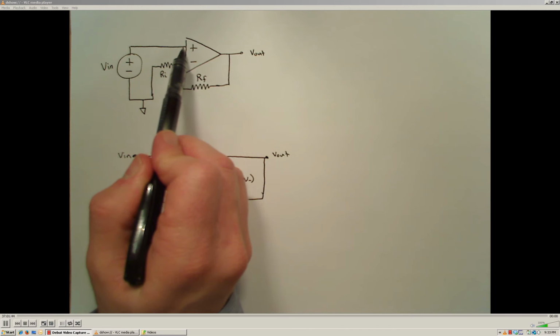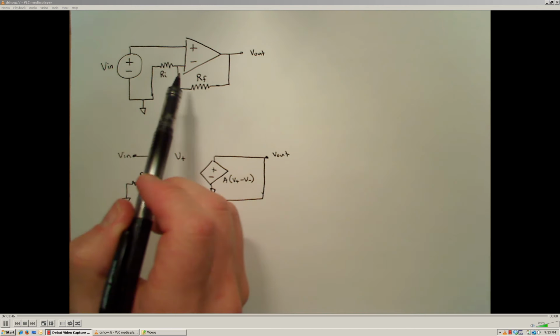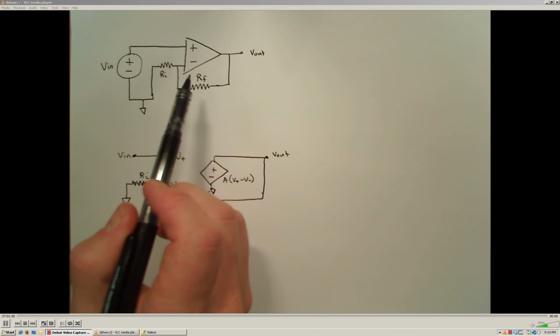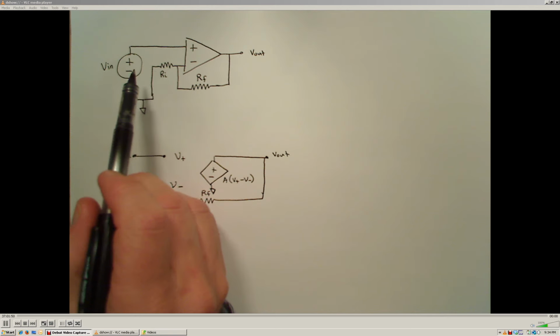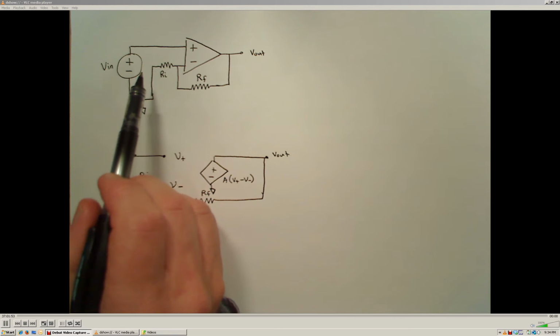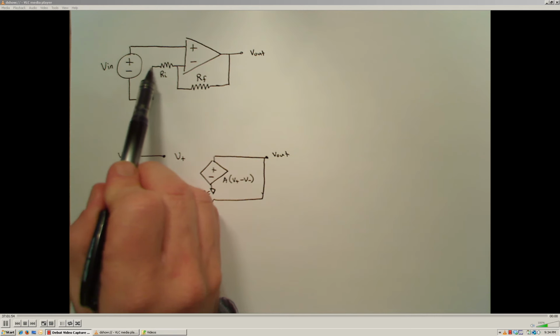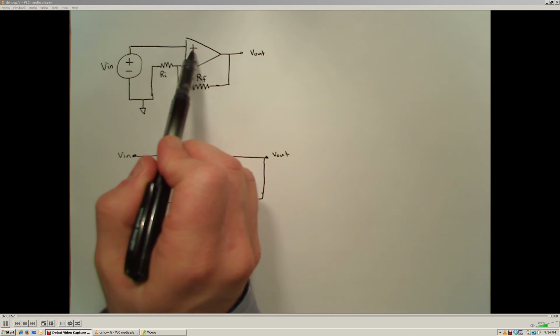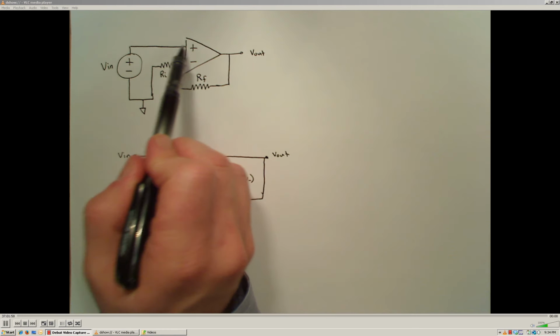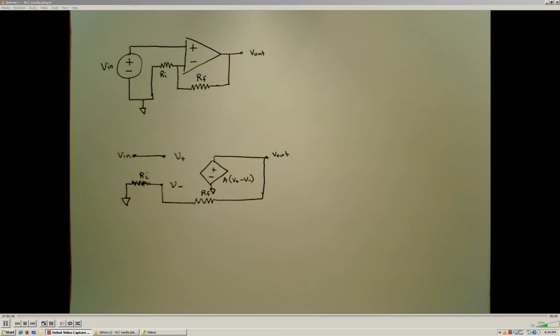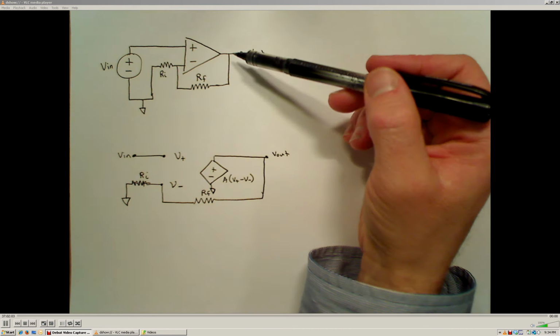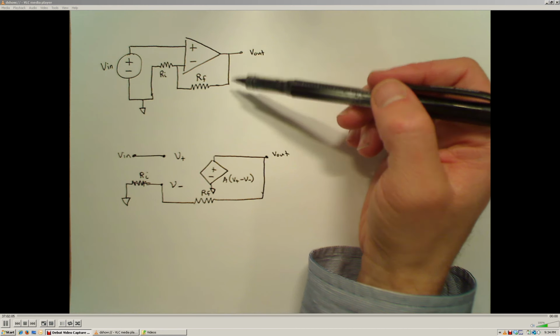If you'll recall, in the previous circuit that we looked at, which was the inverting amplifier, the voltage being supplied was provided here, and the non-inverting terminal was referenced to ground. So we're going to have a slightly different behavior due to this new, slightly different configuration.